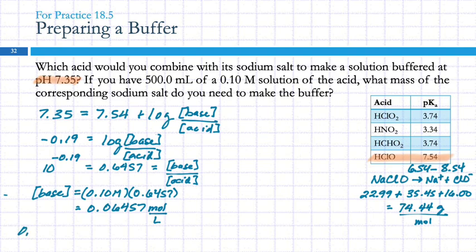Okay, so 500 milliliters is 0.500 liters times 0.06457 moles per liter. That gets me to the moles of this sodium salt that I need. And then we're going to use the molar mass to find the mass. And my units are all going to cancel out nicely. So 0.5 times 0.06457 times 74, whoops.